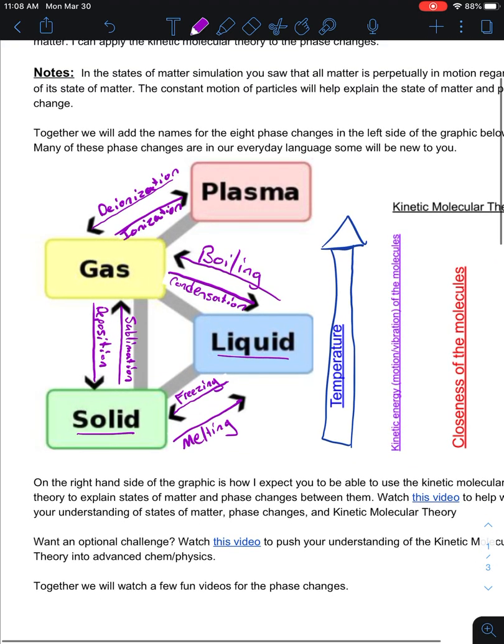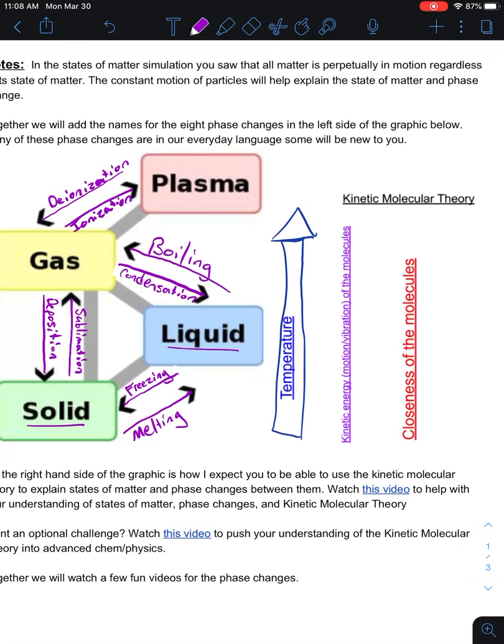Last thing I want to do in this quick lesson, we already looked at temperature. So as temperature went up, you went from solid to liquid to gas to plasma. Or with the right pressure combination, you can go straight from solid to gas. If temperature goes down, you'd see the reverse behavior.